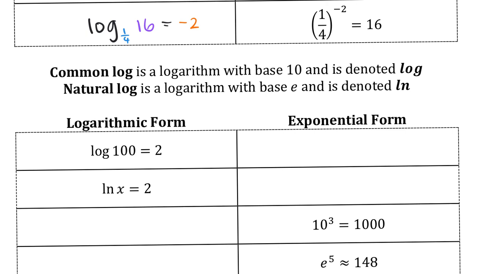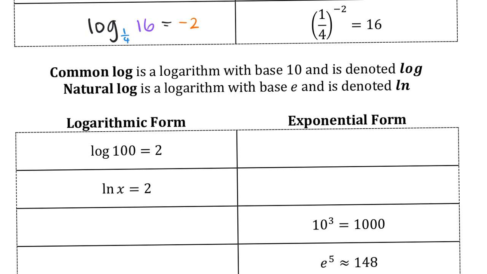Okay, now I'm going to tell you about two specific kinds of logs that are useful because they're on your calculator. The first one is called a common log. It's a logarithm with base 10, denoted by log, meaning if it says log and there's no base indicated, the base is 10. Your calculator knows this log, which is why it is a commonly used form of log.